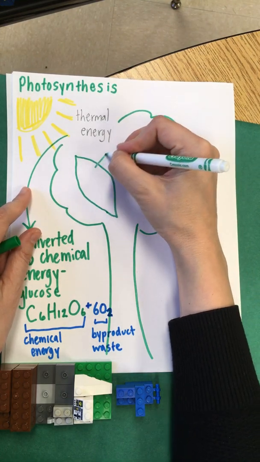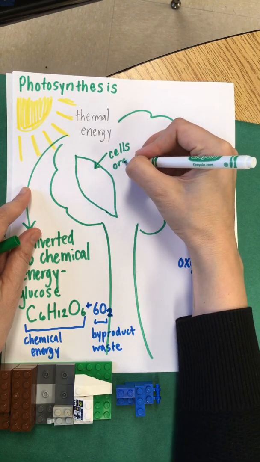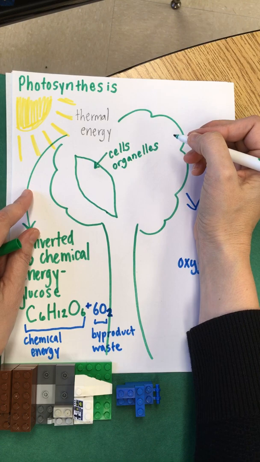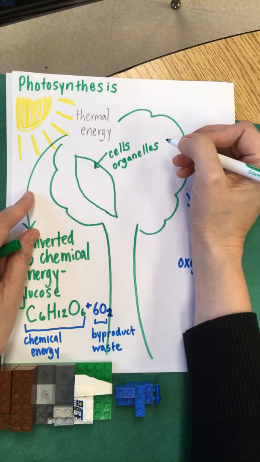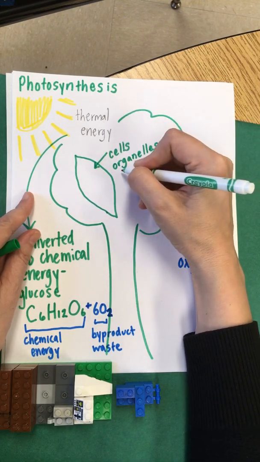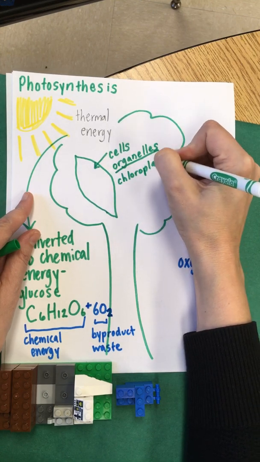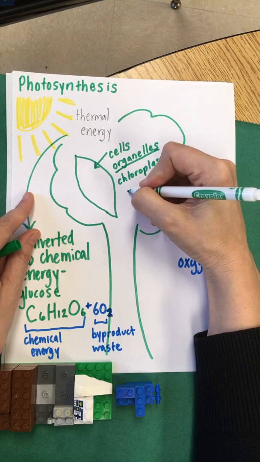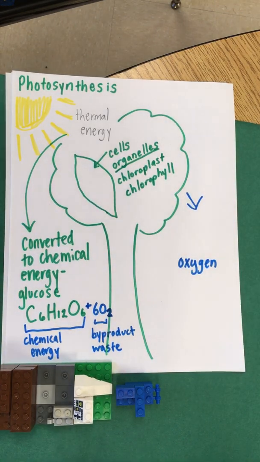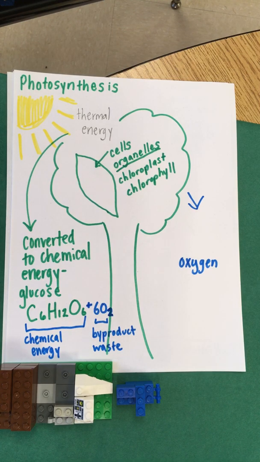And inside the cells are little structures called organelles. Just like human beings have organs in our bodies that do a job, organelles are structures inside the cells that have a job to do. Okay? The organelle that we're learning about right now is called a chloroplast. Inside the chloroplast is where you will find chlorophyll. And chlorophyll is what gives the plant its green pigment. And this is where the process of photosynthesis happens, inside the chloroplasts.